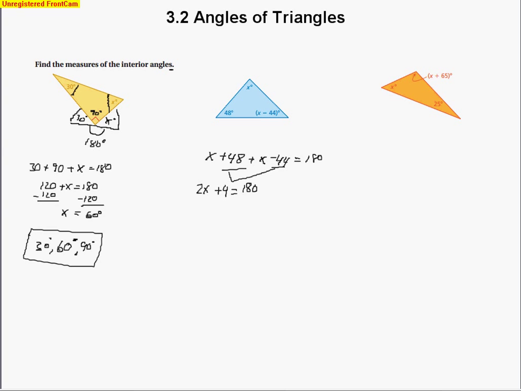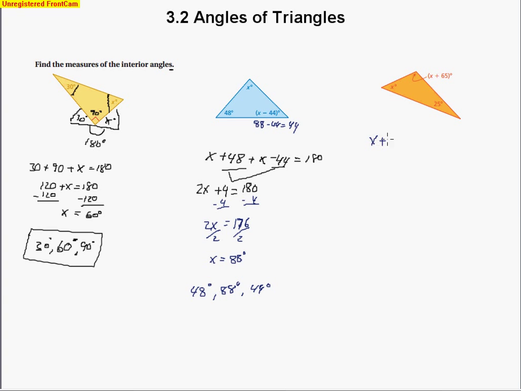So from that point, I'll go ahead and subtract the 4 from all sides. And so that leaves me with 2x equals 176. And so from this point, I'll divide by 2, and I'm left with x equals 88. And so once I have that, that gives me this angle right here, and all I have to do now is find out what this other missing angle is. So 88 minus 44 gives me 44 degrees. So I know my angles are 48, 88, and 44 degrees.